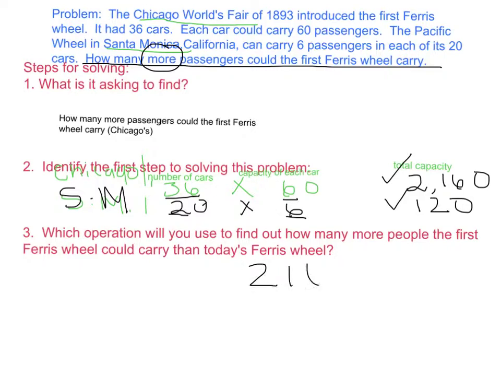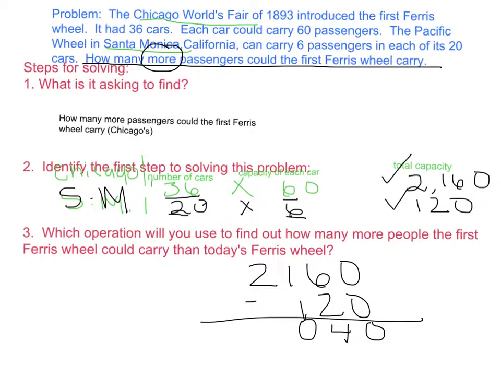So lining up by place value, I can subtract and find out how many more passengers went actually on the Ferris wheel in Chicago compared to the passengers in Santa Monica's Ferris wheel. So the difference between the two Ferris wheel passengers is 2,040. So the first Ferris wheel in Chicago's World Fair of 1893 actually had 2,040 more capacity to be filled for carrying all those fun-seeking people.